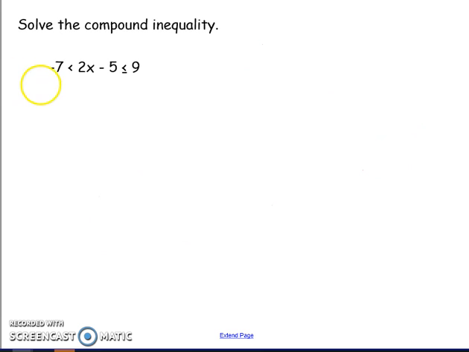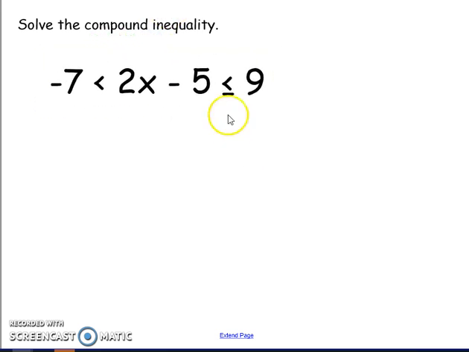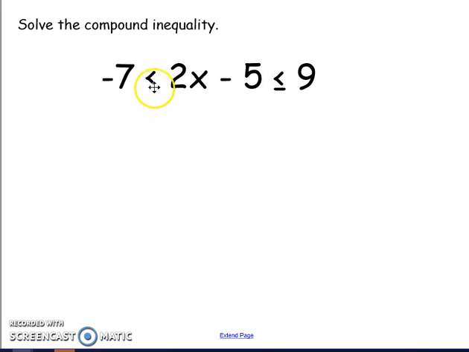All right, this one is called a compound inequality. And if you notice, in our compound inequality, let's make this a little bit bigger, we have one inequality symbol here and we have another one here. Compound means more than one. So we are going to solve for x. Our x is in here in the middle. So we have one section on the left, one in the middle, and one on the right.